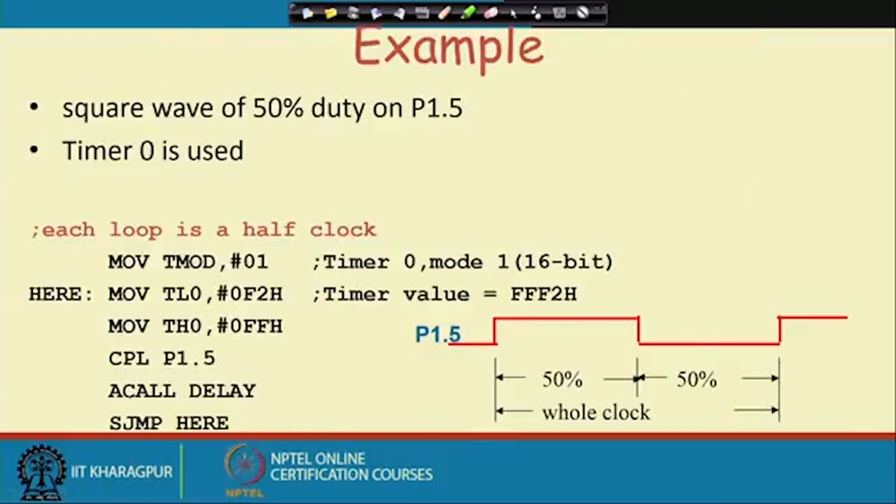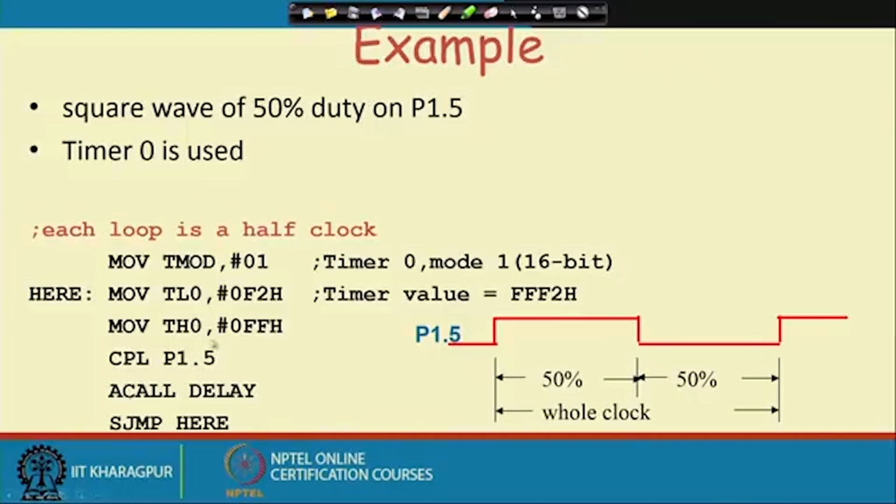Suppose we want to generate a square wave with 50% duty cycle on port bit 1.5. We have seen this example previously, but there we were using software delays. Now we will be using timer delays, using timer 0 in mode 1, 16-bit. Then we move 0F2H to TL0 and 0FFH to TH0, so the timer value that is loaded is FFF2.